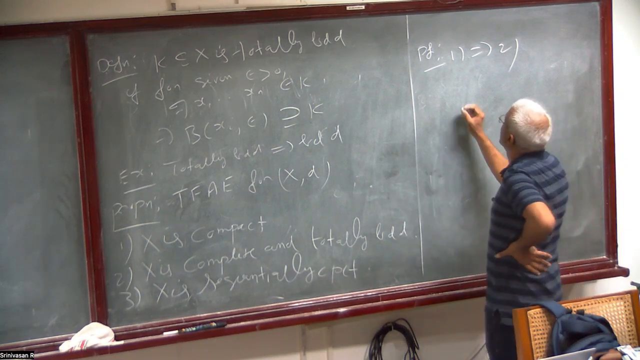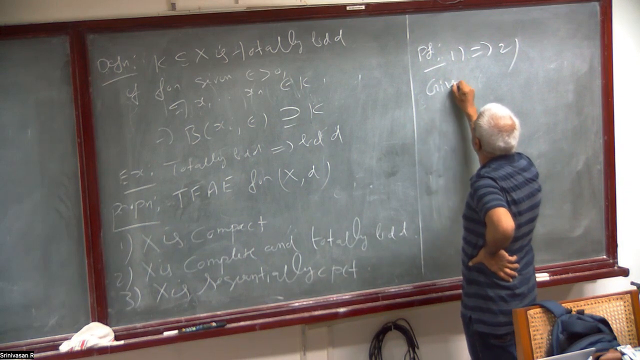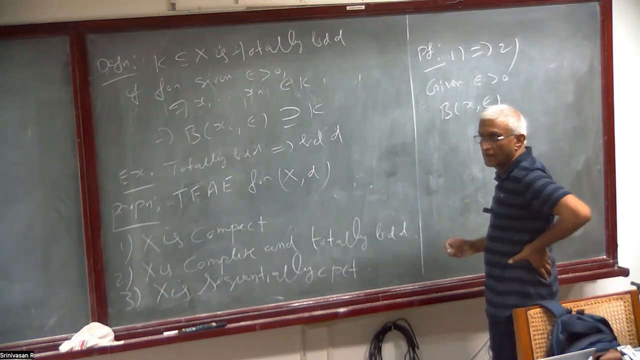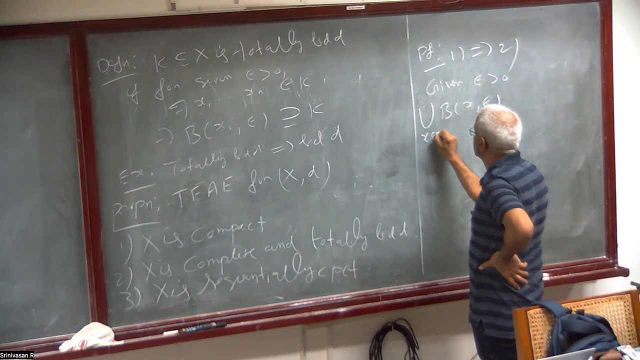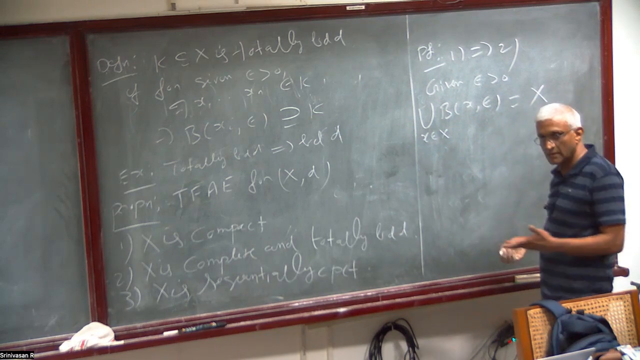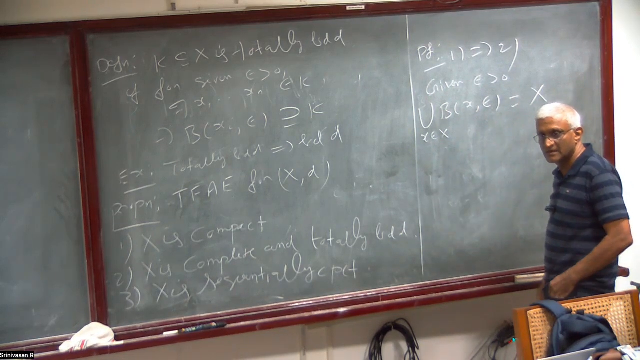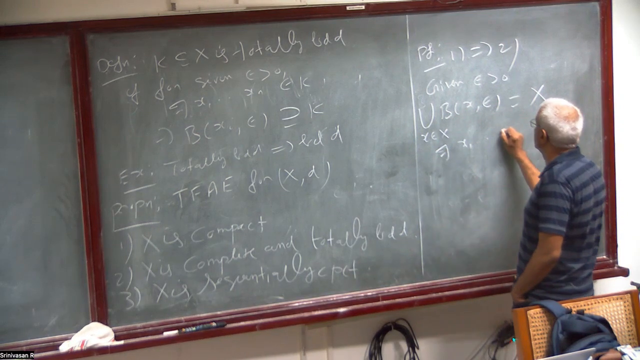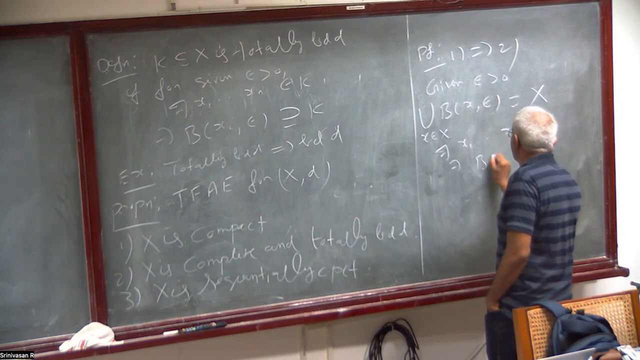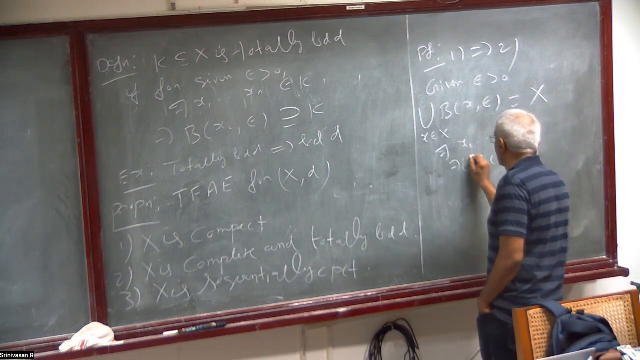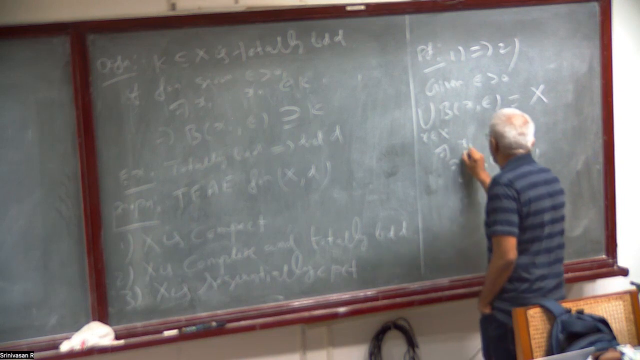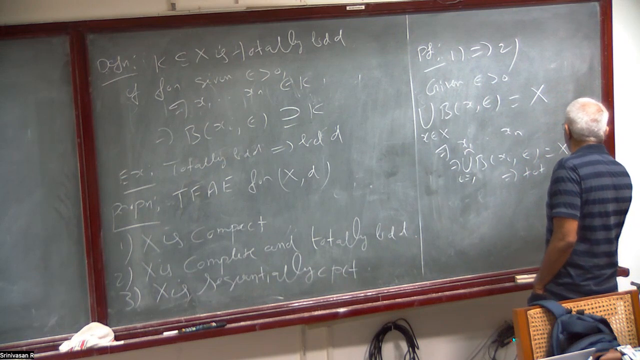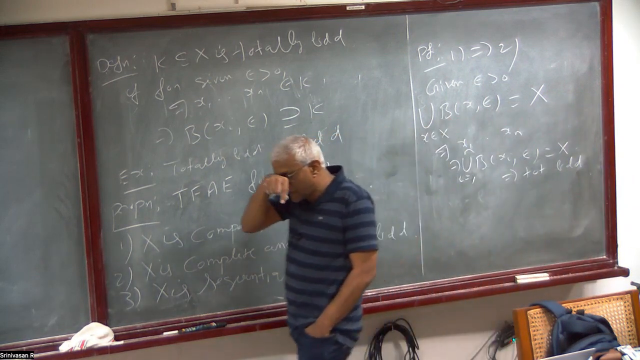Total boundedness is clear. Given epsilon greater than 0, you take B(x, epsilon), where x varies in X. This of course is equal to X, since it contains all x. So there should exist a finite cover of X such that the union of B(xi, epsilon) is equal to X. So totally bounded is clear. Now we have to prove it's complete.